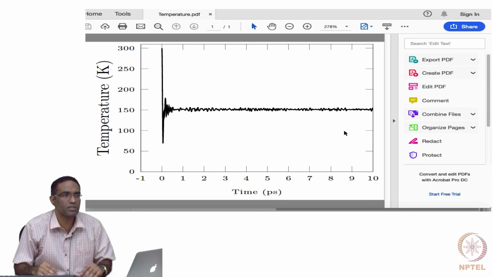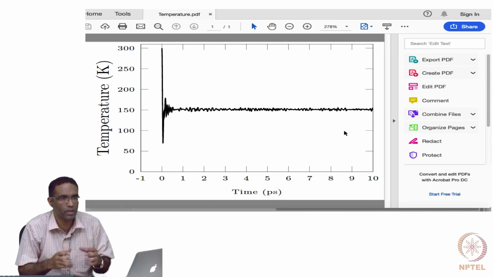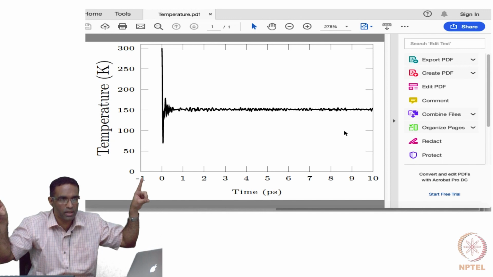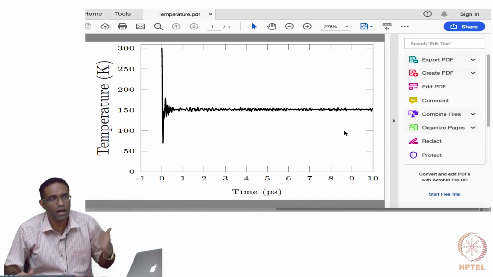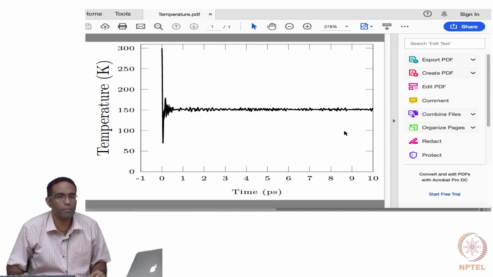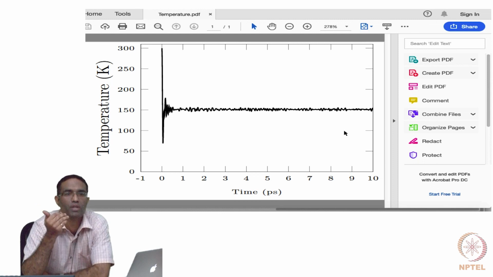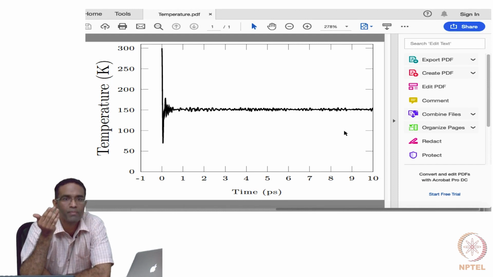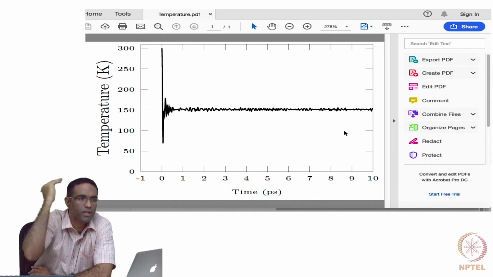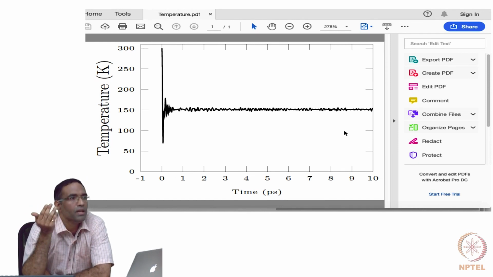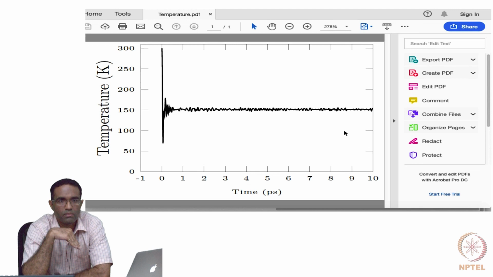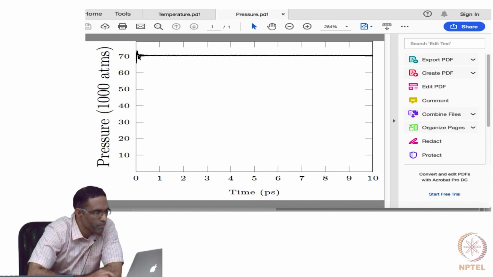So if you want a system to be equilibrated at 300 Kelvin, just initializing the velocity to 300 Kelvin is actually not sufficient. For more complicated systems, your temperature may not necessarily oscillate about T by 2. So you will have to do something in order to set the temperature of the system and bring it up to the required temperature that you need. That's where we talk about velocity rescaling or using thermostats in order to rescale the temperature of the system. So the pressure of the system is about 70,000.